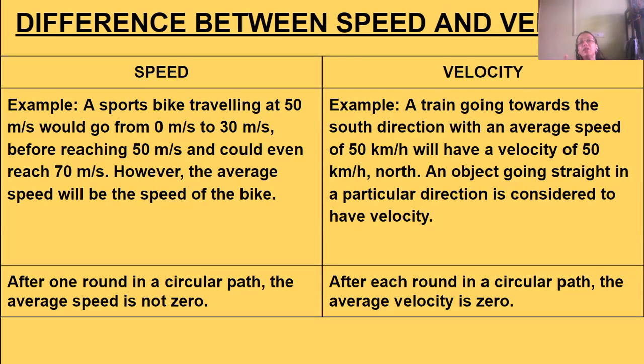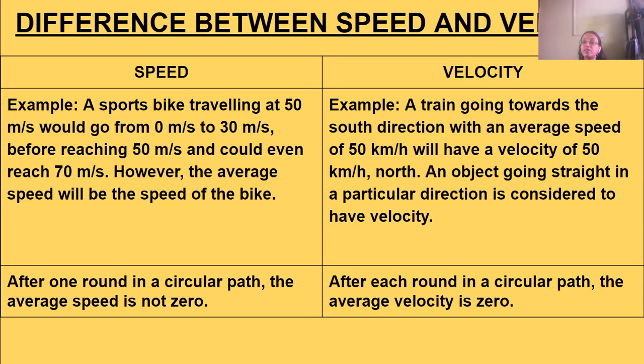However, the average speed will be the speed of the bike. You make an average of all the speeds, that is 0, 30, 50, then 70. You make the average of all the speed limits which are there, and that will give the speed of the bike.